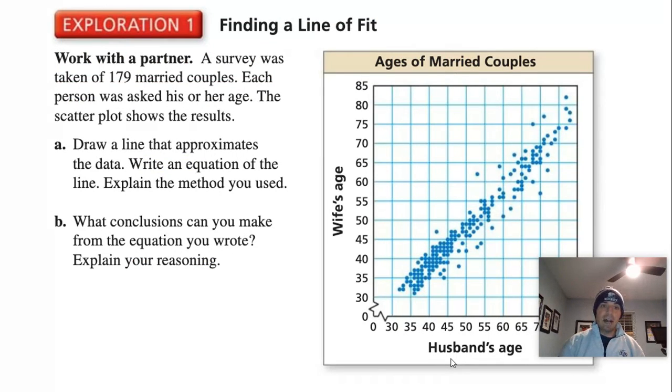So here, a little exploration just to show you what a scatter plot would look like. Here we're looking at the scatter plot between the husband's age and the wife's age. And obviously you would think that there would be some type of correlation or relationship between that data. We could draw a line that approximates that data, and that line would be the line that's closest to as many of the points as possible.